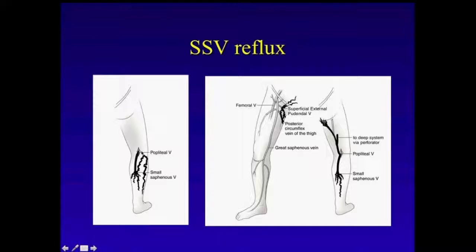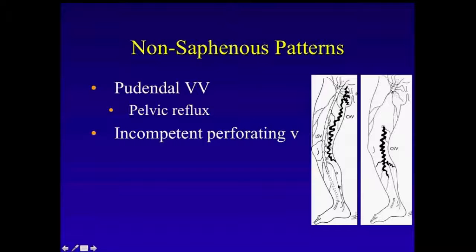Small saphenous vein reflux can come from saphenopopliteal junction incompetence, or it can come from incompetence of the thigh extension of the small saphenous vein. Incompetent perforators in the posterior thigh can do it, or even as diagrammed in this particular case, some varicose veins that are coming from the external pudendal system can drain into the thigh extension and then into the small saphenous vein and cause small saphenous vein varicosities.